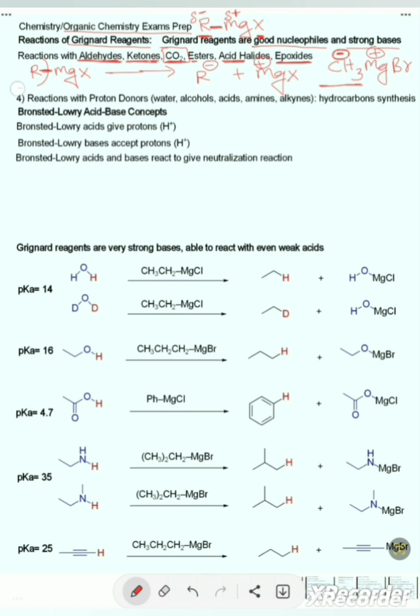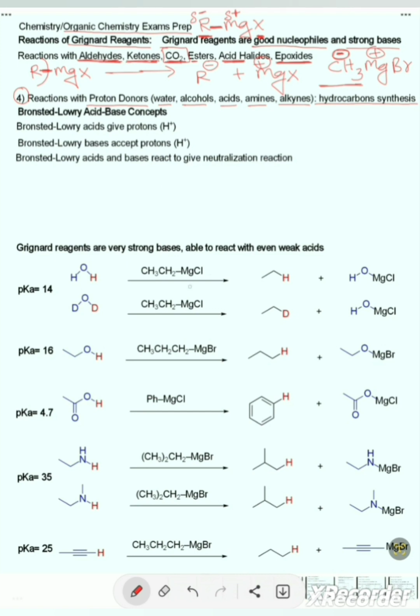Now let's have a look at the fourth type of reactions of Grignard reagents, and those are acid-base reactions. Grignard reagents, being a very strong base, would react with proton donors, for example, water, alcohol, acids, amines, and alkynes. In these reactions, the hydrocarbon corresponding to the Grignard reagent forms, and so this is a type of synthesis of hydrocarbons by using Grignard reagents.